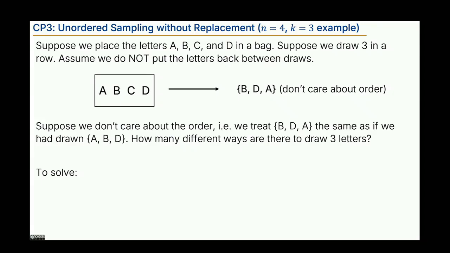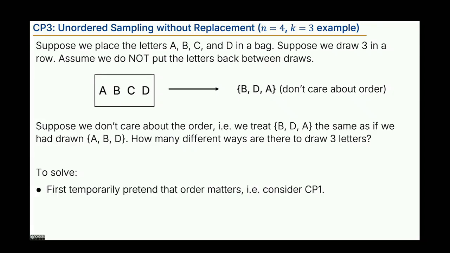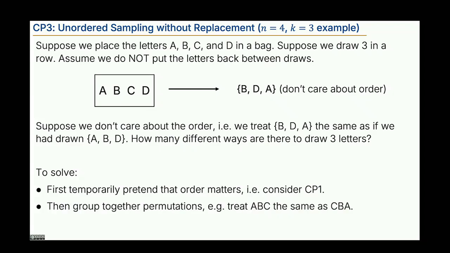Okay, so to solve this, one approach, which is very typical for counting problem 3, is we'll first temporarily pretend that order matters. Because we already know how to solve that problem, right? We know how to count sequences where order matters. So we'll consider counting problem 1, and then we're going to group together permutations and say, well, you don't count, right? These things are all the same. ABC is the same as CBA. So we're going to lump those all together and ignore the fact that there are actually multiple of them. In fact, we're going to give just one representative from each of these permutations, and we'll only count that one.